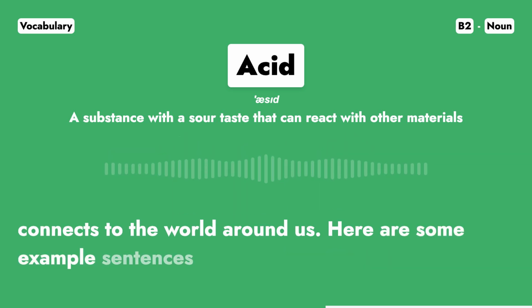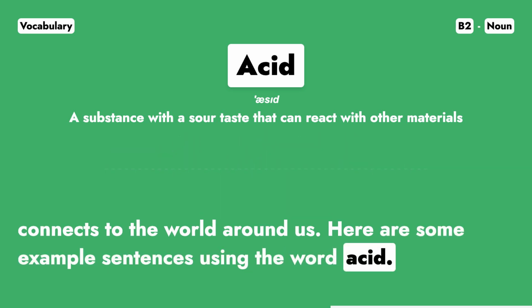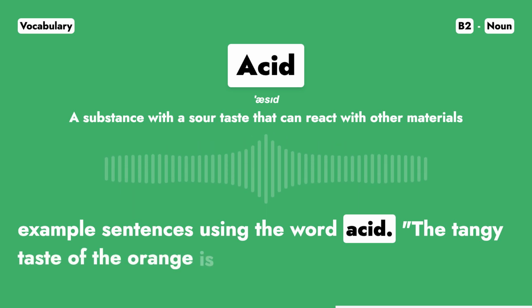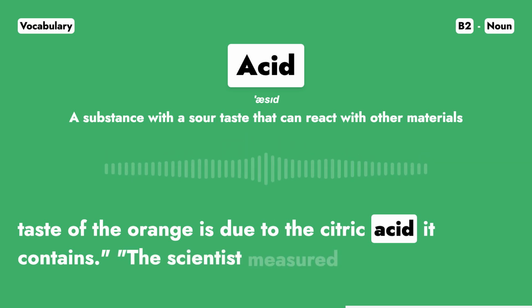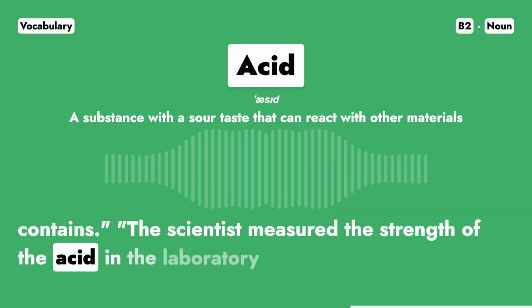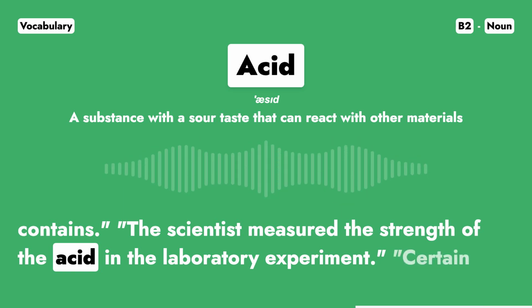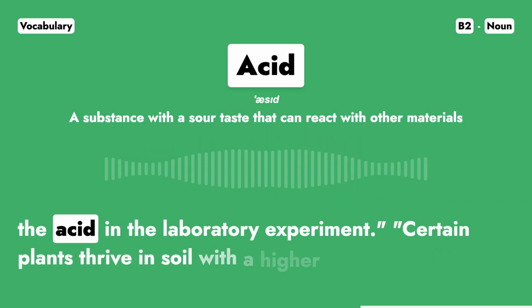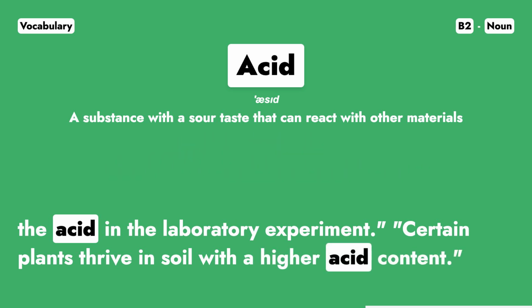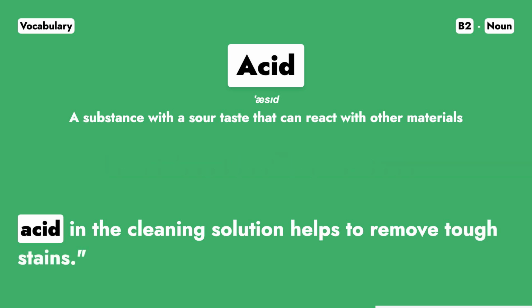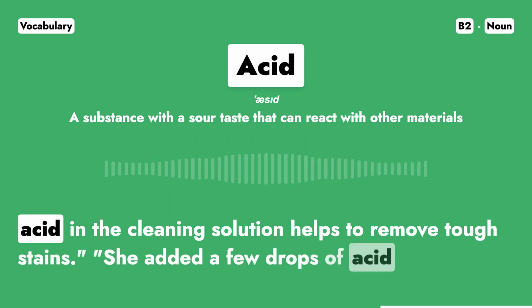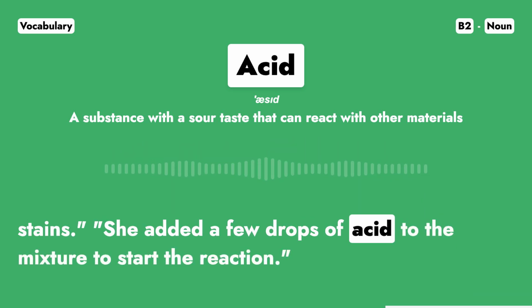Here are some example sentences using the word acid. The tangy taste of the orange is due to the citric acid it contains. The scientist measured the strength of the acid in the laboratory experiment. Certain plants thrive in soil with a higher acid content. The acid in the cleaning solution helps to remove tough stains. She added a few drops of acid to the mixture to start the reaction.